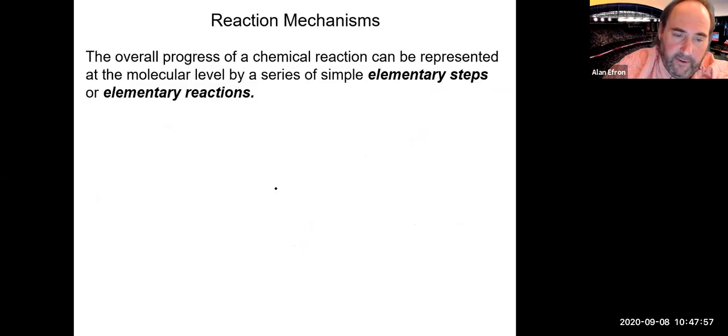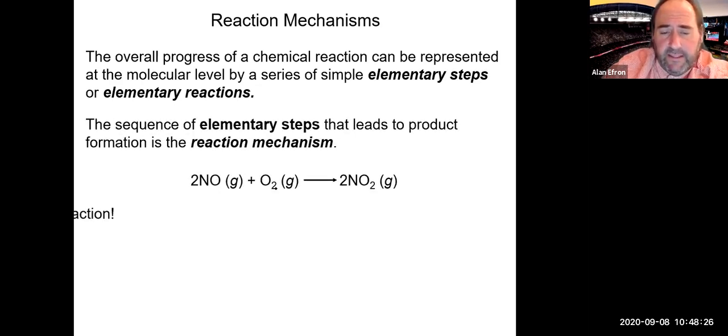Another important part about reactions is what is referred to as reaction mechanisms. And an important thing to keep in mind is the idea that not all reactions occur in a one-step fashion. Oftentimes we think about reactions as, oh yeah, it just goes directly from reactants to products, like a one-step situation. And that is not always the case.